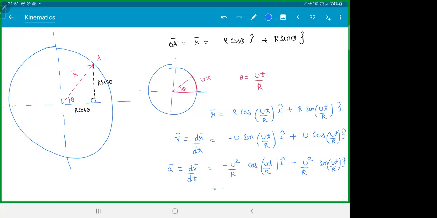If you observe this, if you take u square by r common, you end up with the position vector r cap. And in school, we studied this: when a particle goes on a circle, the acceleration will be u square by r, centripetal acceleration toward the center. So we got acceleration is equal to minus u square by r r cap, or you can simply write u square by r into minus r cap. This is your centripetal acceleration.